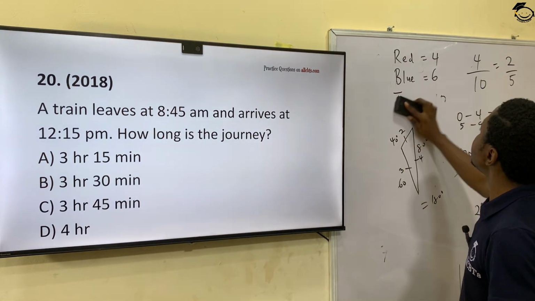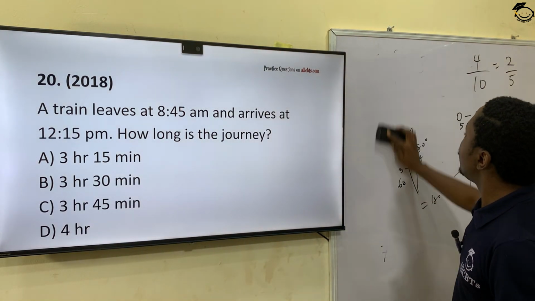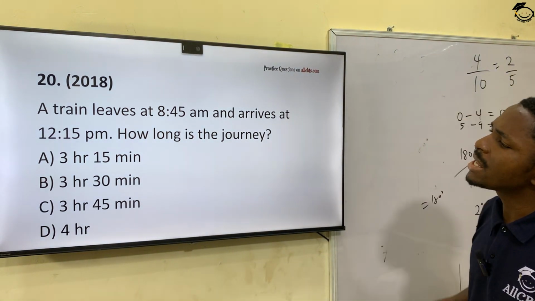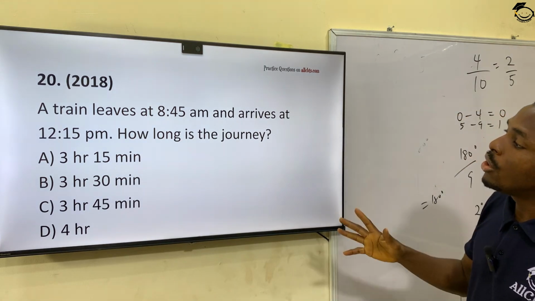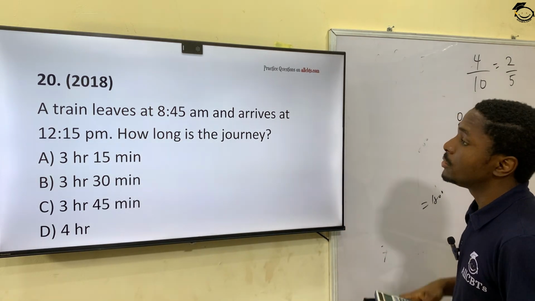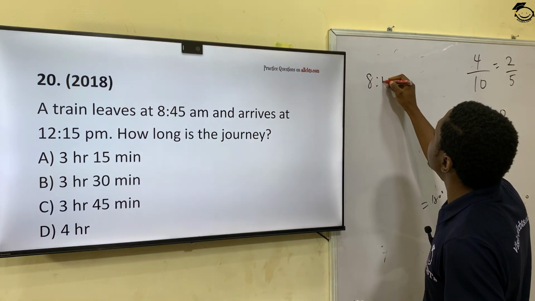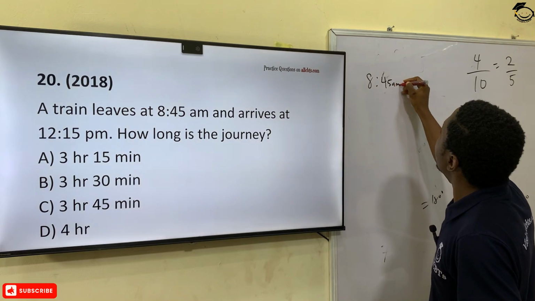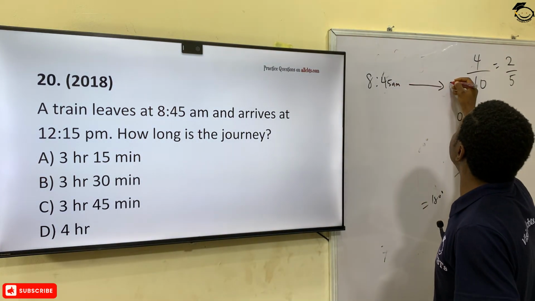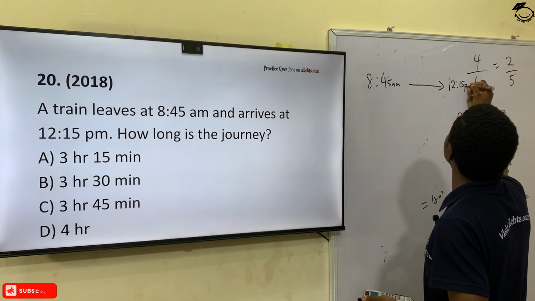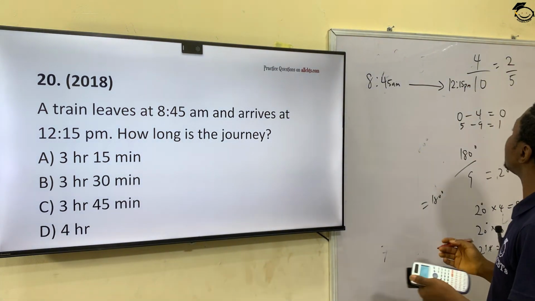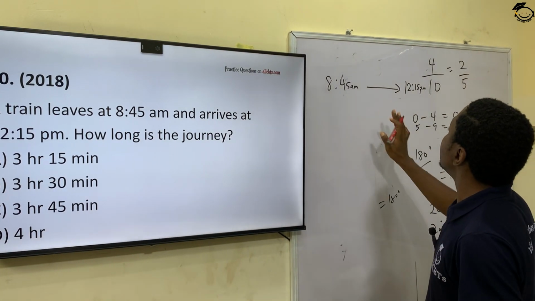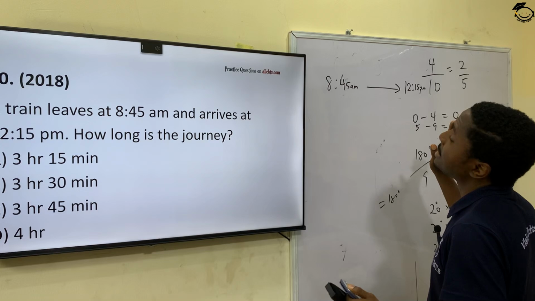Now, question 20. All right. A train leaves at 8:45 a.m. and arrives at 12:15 p.m. How long is the journey? Okay, so it's just looking at the distance between 8:45 and 12:15 p.m. So first of all, how many hours is between 8 to 12? We have 3 hours first of all.